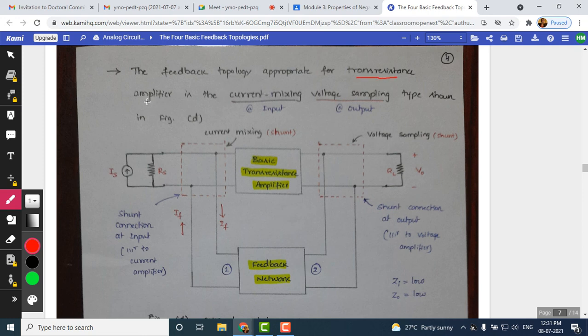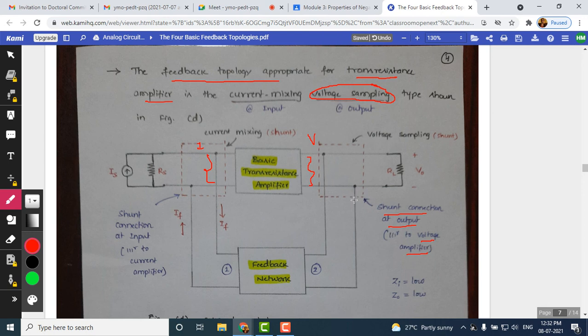When we design a transresistance amplifier, the feedback topology which is suitable for this amplifier is current mixing, voltage sampling. So we need to sample the voltage at the output, since the output is a voltage signal for a transresistance amplifier. Here we have a voltage signal, and at this point we have a current signal. We need to sample the voltage. Sampling is done in a shunt manner, so shunt connection at the output. So when I say shunt connection at the output, you need to refer to the voltage amplifier. Even in the voltage amplifier also, we were sampling the voltage signal.